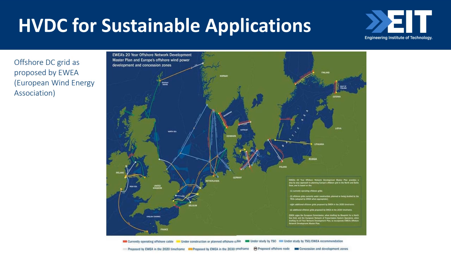In Europe, there is a lot of focus on HVDC used for offshore wind farms. So the offshore DC grid is shown here. All these links are part of an offshore DC grid connecting different countries. This is from the European Wind Energy Association. So all these wind farms can be connected to send power.